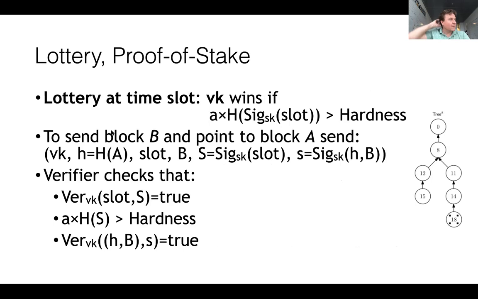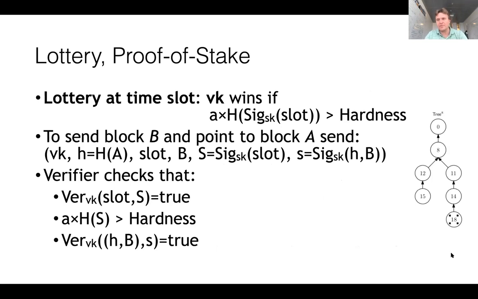Now to send out a block, you do something very similar to before. But now, because the lottery was about winning the right to extend at a given slot, you also have to sign where you want to extend. Before, that was the address that went into the lottery, and that was authenticated like that. But now we just sign off on it. Otherwise, it's basically the same way you add a block.